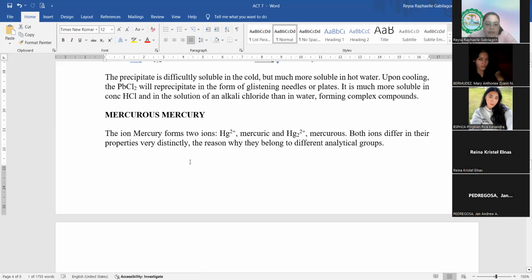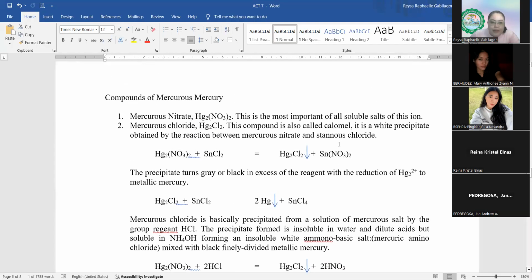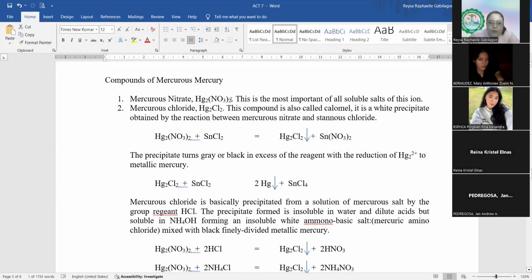And then lastly, we have the mercurous mercury. So si mercury, dalawa din yung oxidation states natin. Meron tayong Hg2 positive, that is called the mercuric, and then the mercurous is this one. Hg2 positive 2. Pero ang member class sa group 1 is just the mercurous mercury. So, ito naman, konti na lang ito, mercurous nitrate yung supposedly gagamitin natin sa lab, pero sadly we don't have an available chemical for this. So we're not able to really do this in the laboratory.